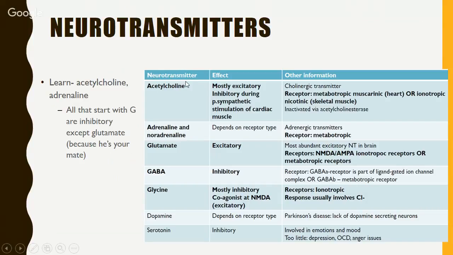The way I remembered it, especially last year, when I didn't really want to learn all of them, is that acetylcholine, adrenaline and noradrenaline are autonomic, and they cause different effects depending on the receptor that they target. So don't worry too much about them. They do both excitation and inhibition.